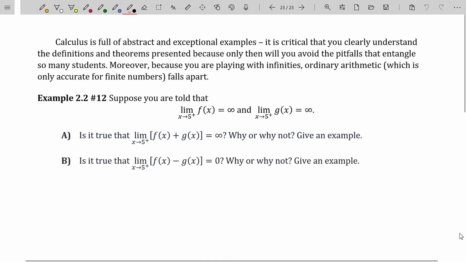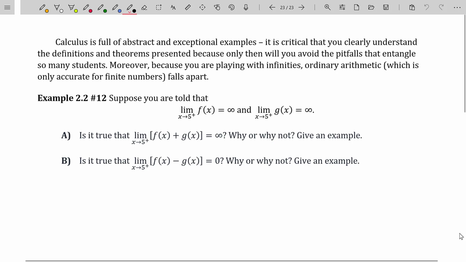So calculus is full of abstract and exceptional examples. It is critical that you clearly understand the definitions and theorems presented, because only then will you avoid the pitfalls that entangle so many students. Moreover, because you are playing with infinities, ordinary arithmetic, which is only accurate for finite numbers, falls apart.